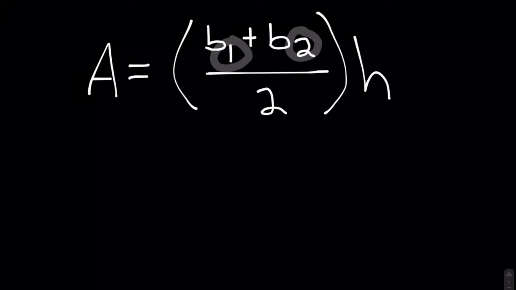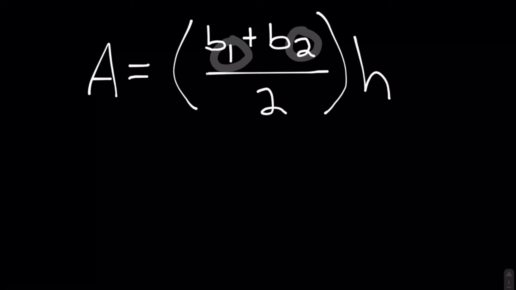Now, like the first tip tells us, we're going to try and figure out what we'd have to do if we plugged in a value for b1. The first thing we'd have to do is add b2. Then we'd have to divide that answer by 2 and then multiply that answer by h. So let's get to it.